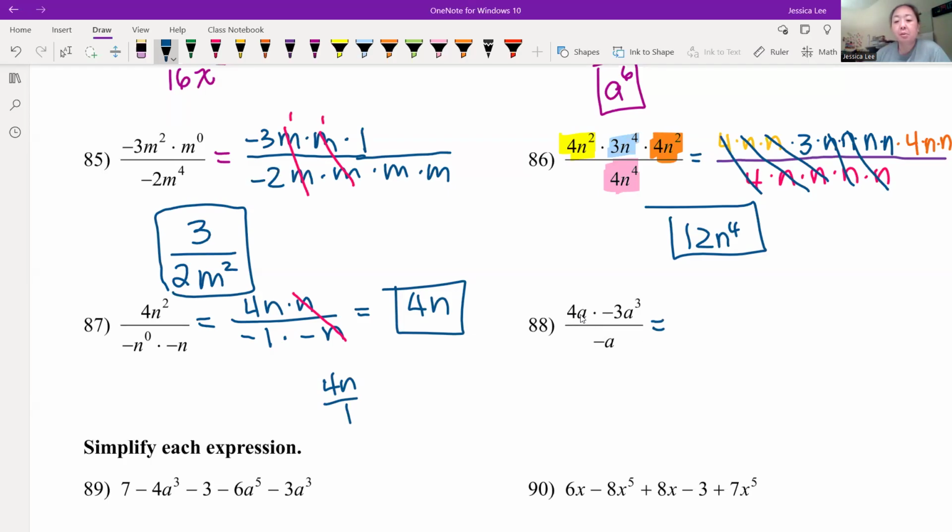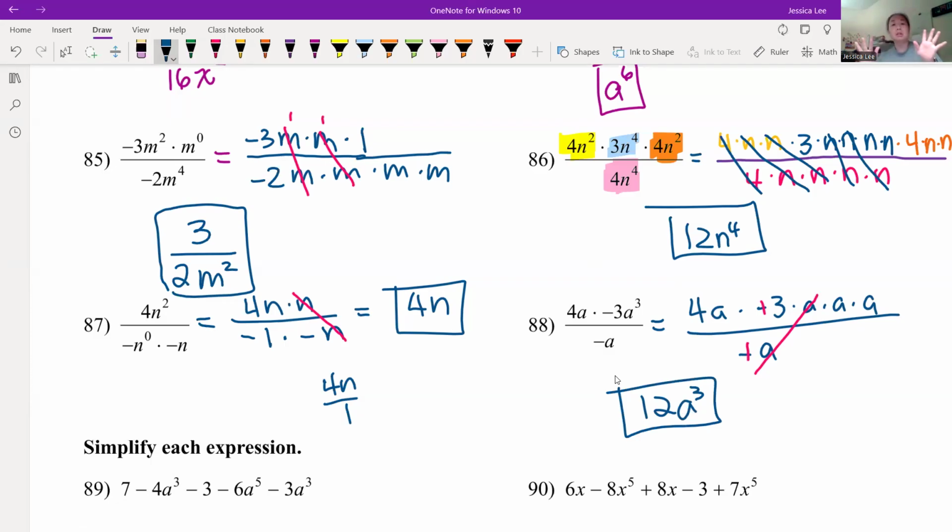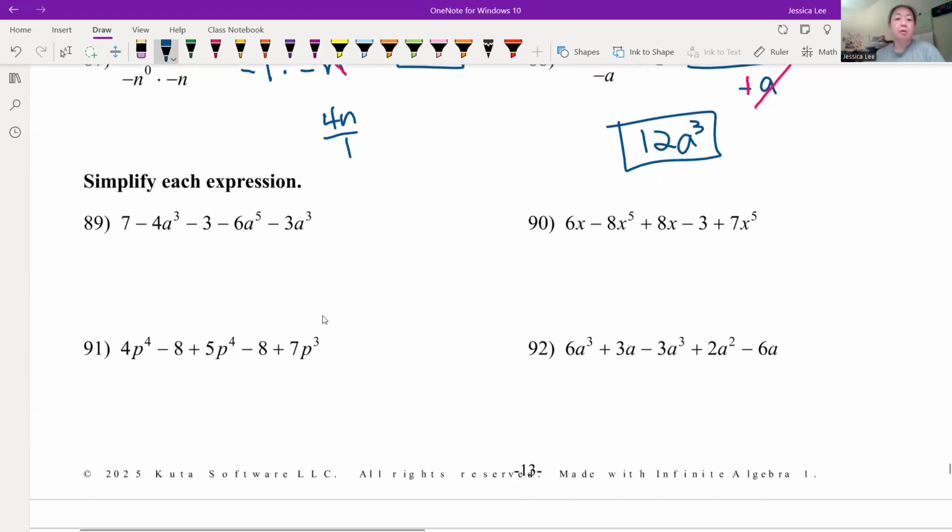Last part of this one is going to be 4a times negative 3 times a times a times a. We got 3 of them over negative a. All right. Well, we do know that this negative and this negative makes a positive, and an a cancel out. Oh, I guess I could have canceled that one out. But anyways, doesn't matter. And we got 4 times 3, which is 12. I have 3 of a's, so a to the 3rd power. Nothing left on the bottom, so that's it. If we didn't have anything left on the top, we would put 1 over whatever that is, but we're fine with that.